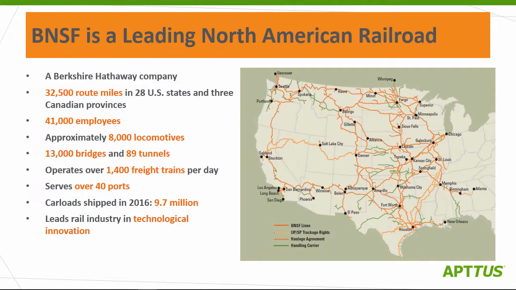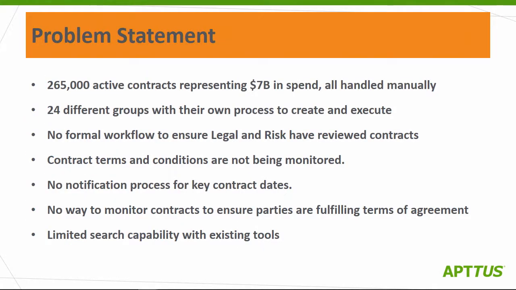We have 41,000 employees. We're in 28 of our states, and we're in 3 provinces in Canada. And we have a huge network, as you can see. But again, the thing that we don't do well is manage our contracts. And so I made it a personal mission. We had a repository for those contracts, but we really had no way to manage those. And as we connected with Apttus and made our decision to implement their CLM tool, I was very, very excited because I think there is a lot of potential out there. We have about 265,000 active contracts, and we really have no insight into that.